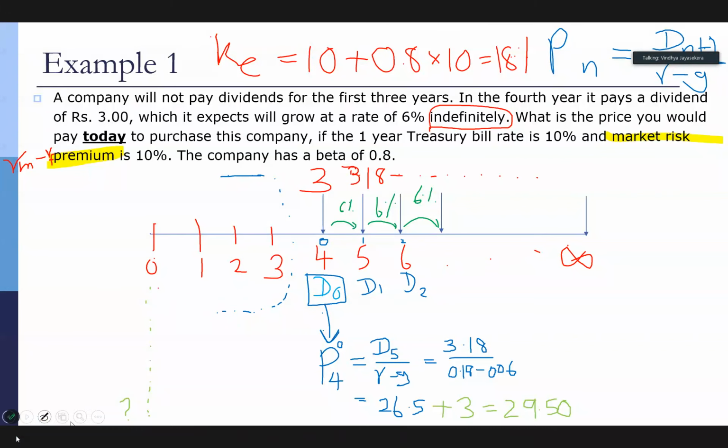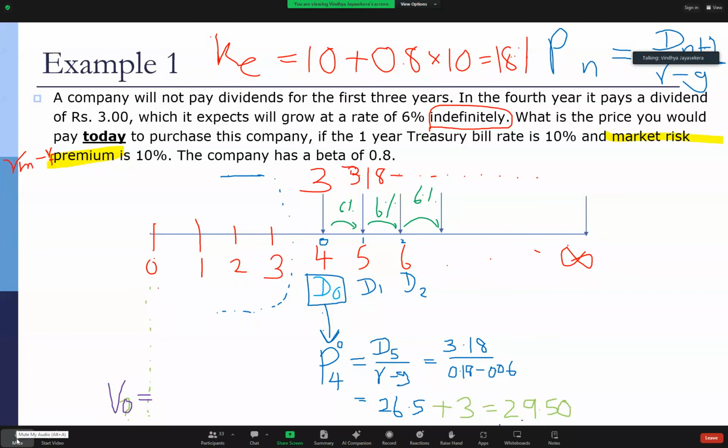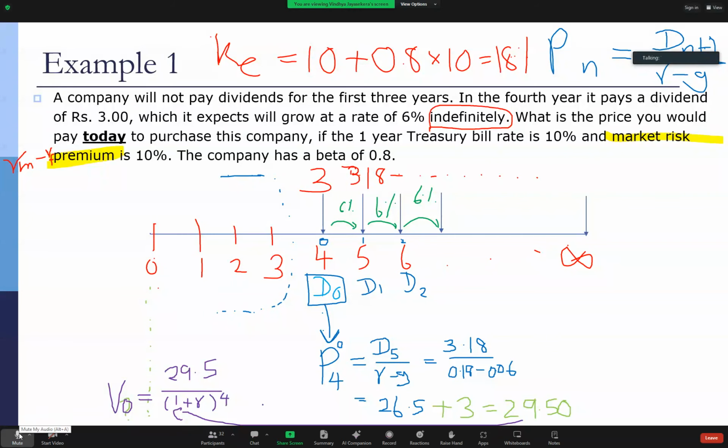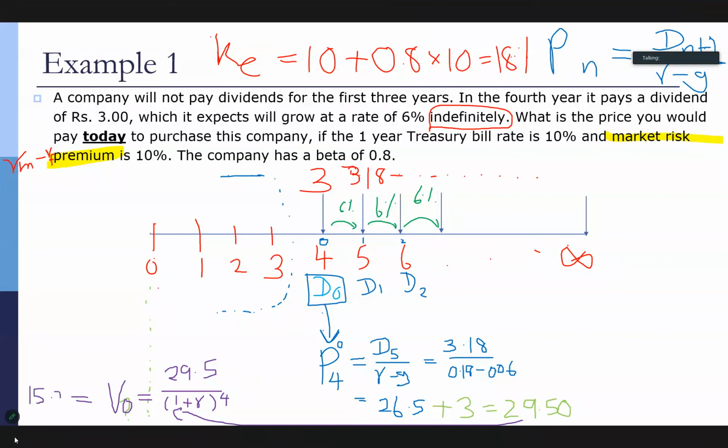So you take the 29.5, the value of the share today is equal to the value of this 29.5 discounted to today. So 29.5 divided by 1 plus R, R is 18%, to the power of 4. Correct, 15.215. Okay, questions?